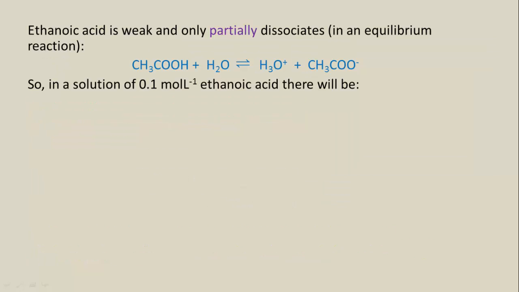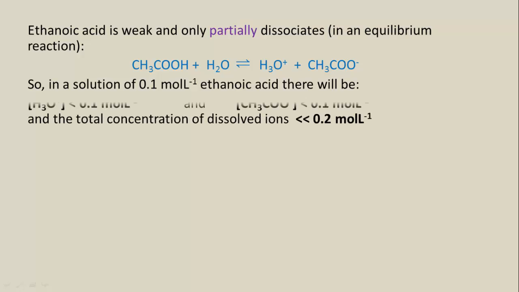So what will the properties of a weak acid solution be? Let's use our 0.1 molar ethanoic acid solution as an example, given by this weak acid equilibrium reaction here. In a 0.1 molar ethanoic acid solution, given that it is weak and only partly dissociates, there will be less than 0.1 molar hydrogen ions and 0.1 molar ethanoate ions. Although you might be aware that whatever they are, they will be the same as each other because it dissociates in a 1:1 ratio. And the total ion concentration of these two added together will be some number well less than 0.2.